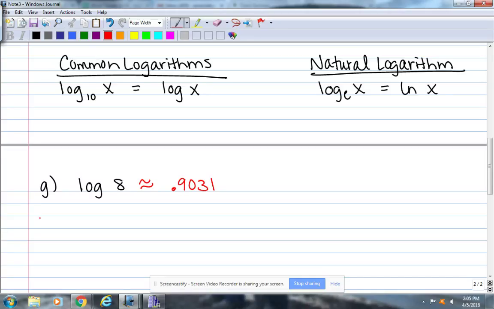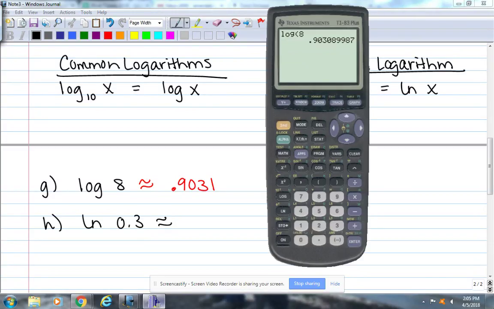Okay? So let's do a natural log. ln of 0.3. So y'all type that in and see what you get. ln of 0.3.